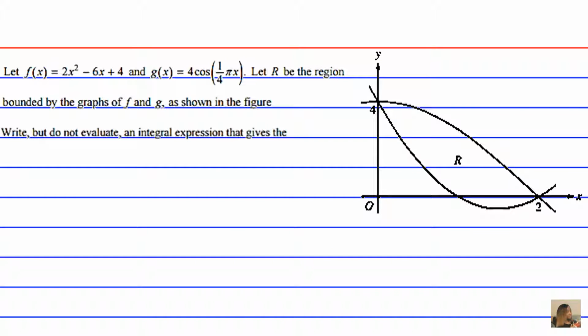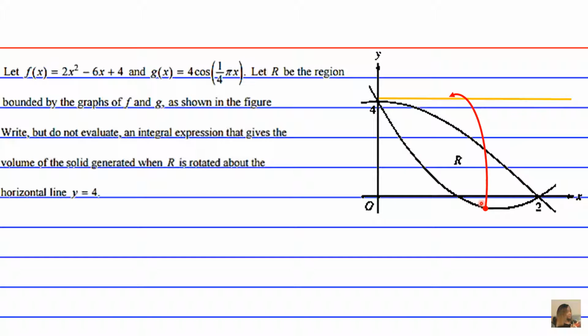Okay, so this is what we are to do. We have to write, but do not evaluate, an integral expression that gives the volume of the solid generated when the region R is rotated about the horizontal line y equals 4. Rotating the region R about the horizontal line y equals 4 is going to generate a solid.